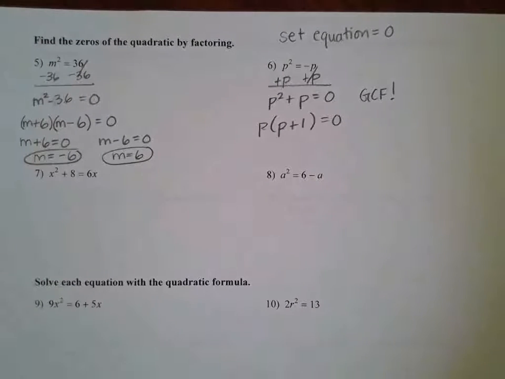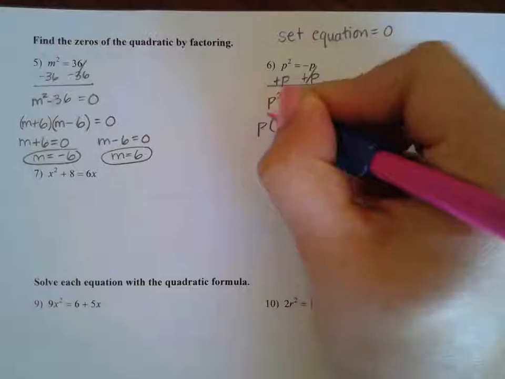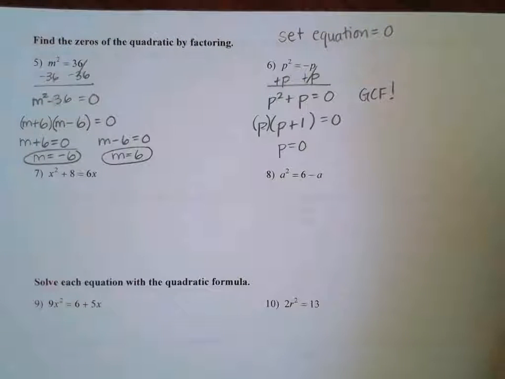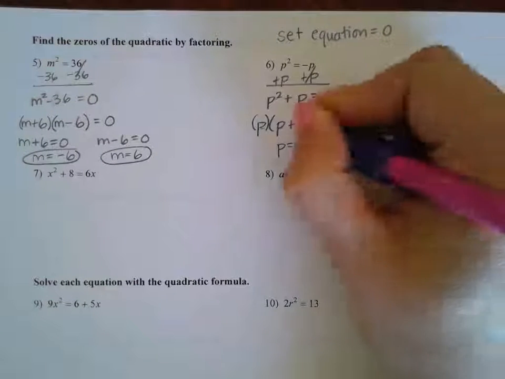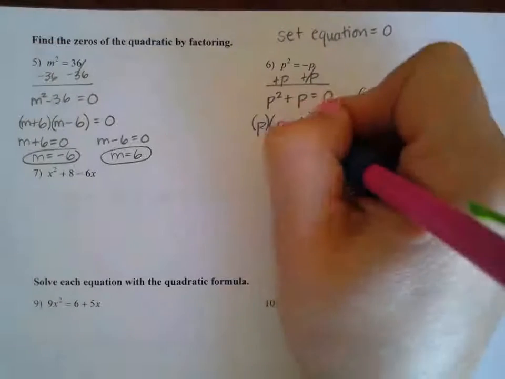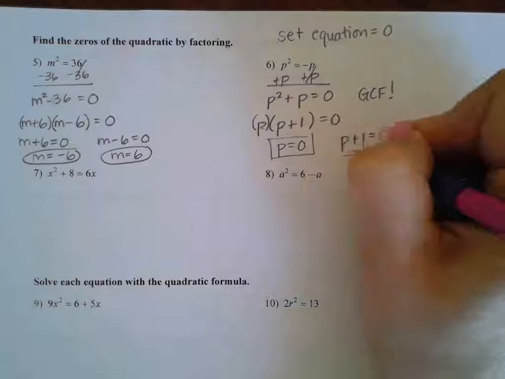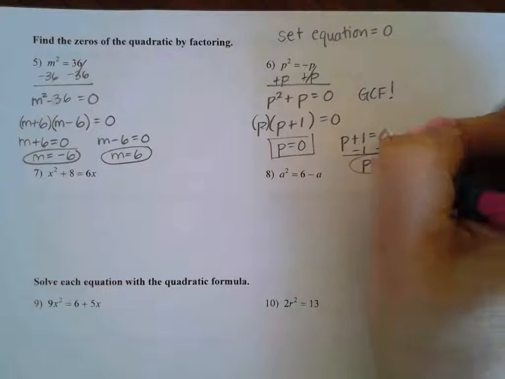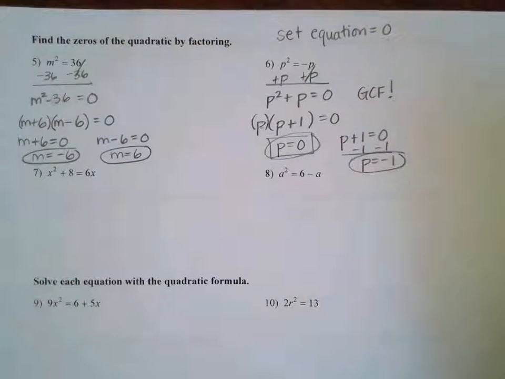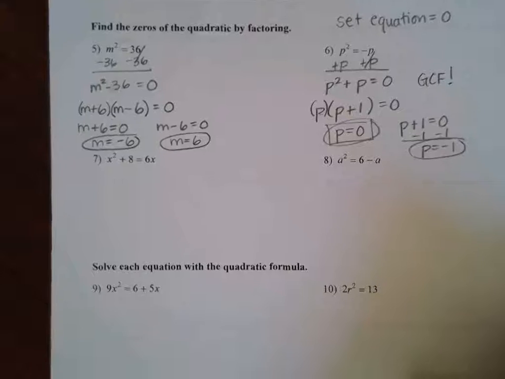Now set each of the factors equal to 0. So p equals 0. That's this one. If you want to put parentheses around it, you can, but you don't have to. The other one is p plus 1 equals 0. So that's done, that's answered. This one, subtract 1 from both sides, so p equals negative 1. Those are your 2 zeros. Okay, number 7.